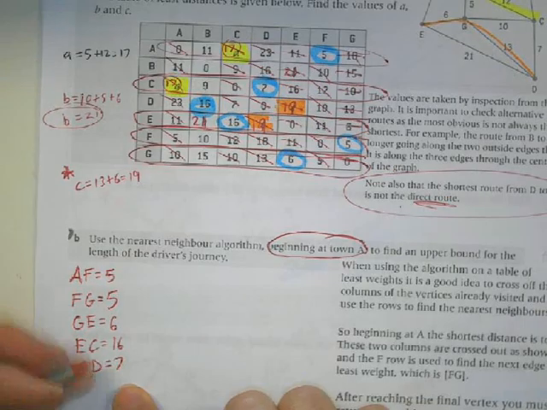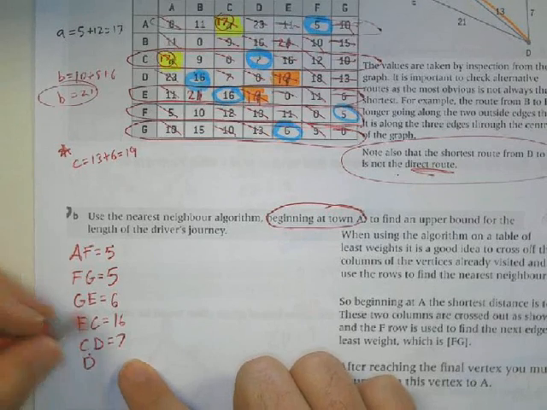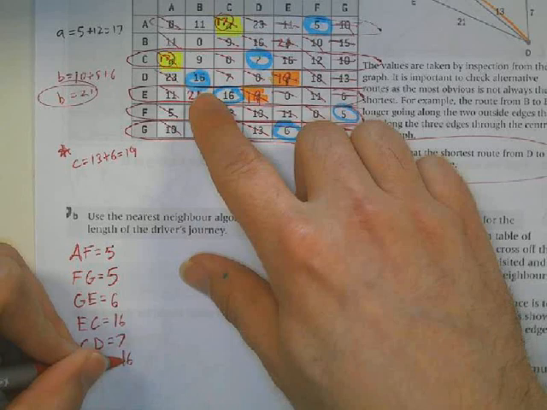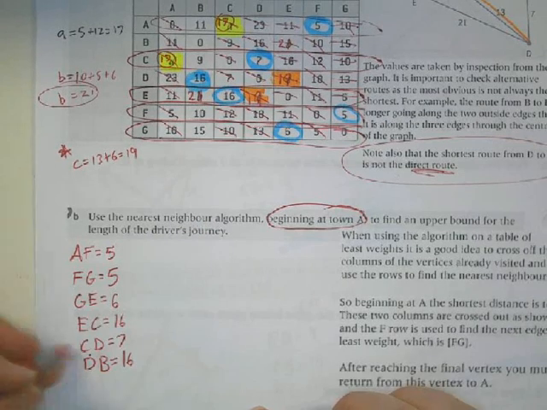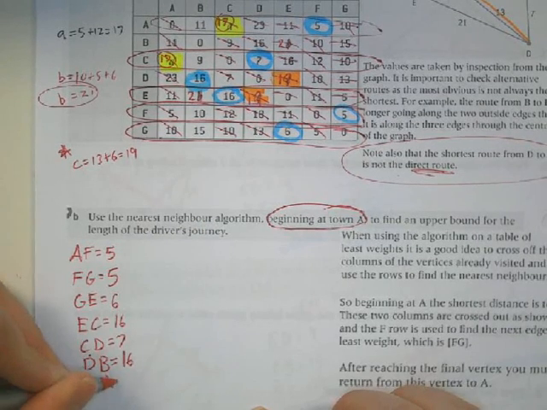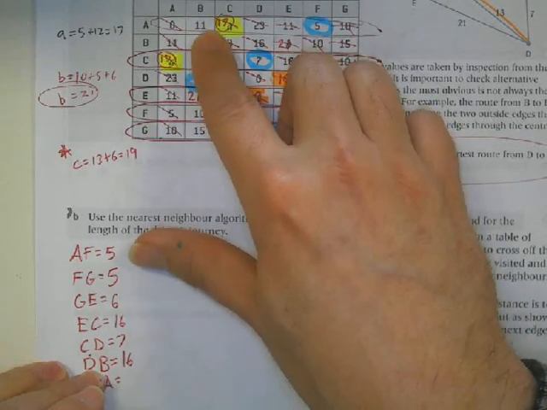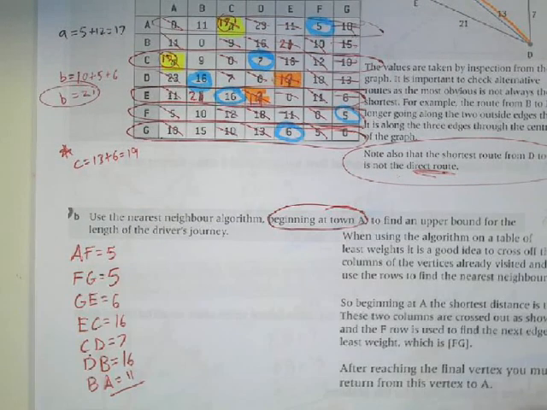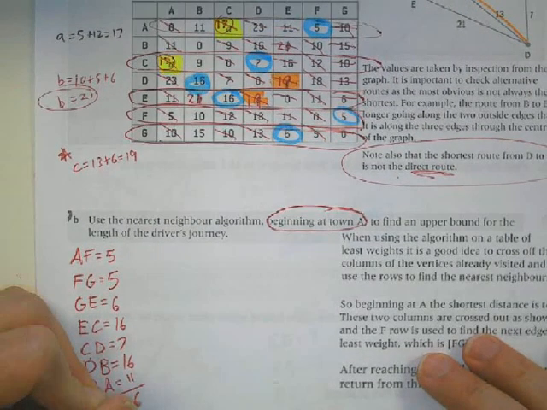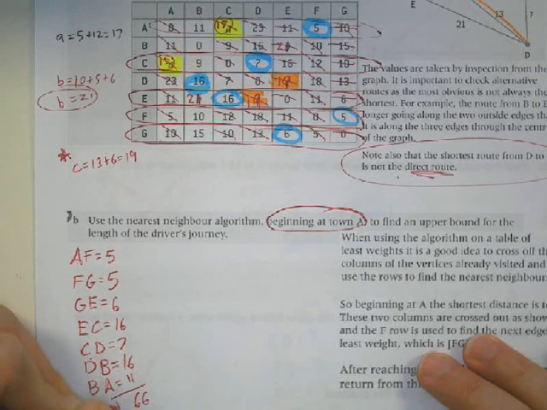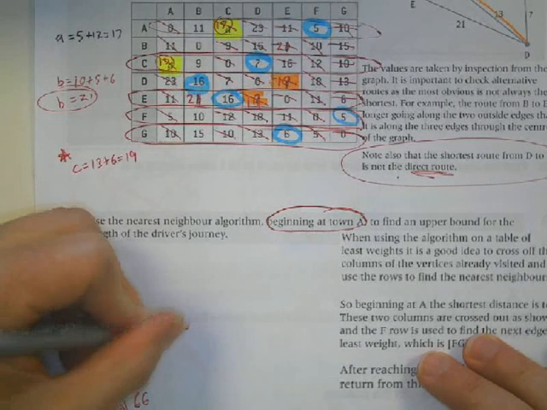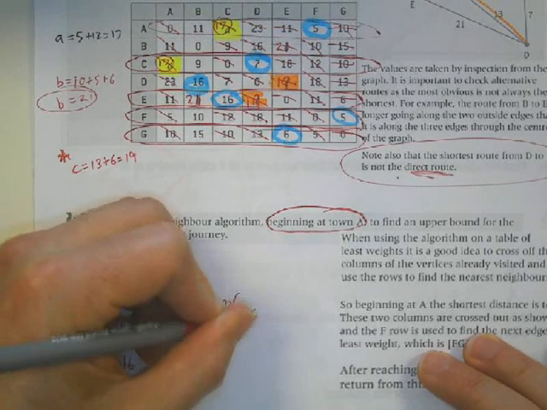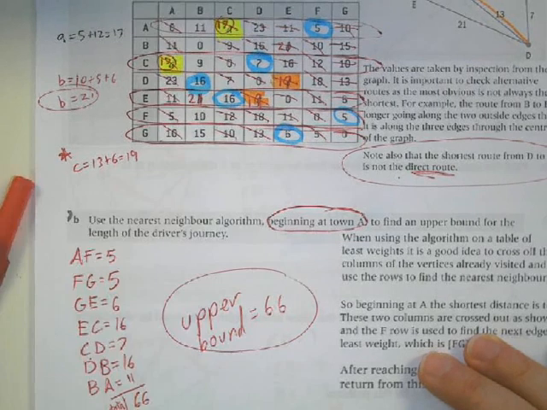So we're going to go from D to B, which is equal to 16. And now we've hit all the points, so now we need to go from B back to A, and from B to A is 11. So now I've done all the points, add those together, and we have a total of 66. So our upper bound equals 66. Okay?